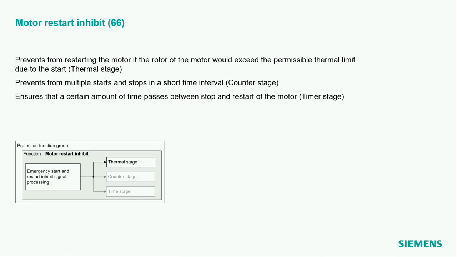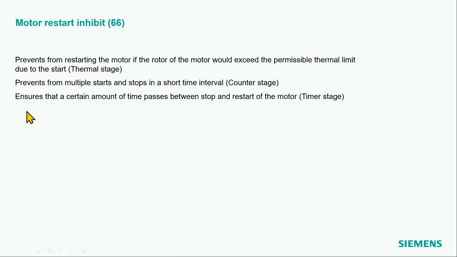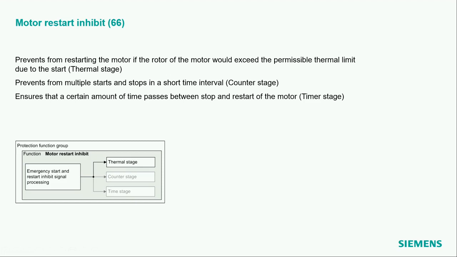Okay. And then we have a third stage here, the timer stage. This ensures that a certain amount of time passes between two starts of a motor. So I think that's not correct. Between stop and restart of the motor, between two starts of a motor. I have to correct that later. Okay, so this is the function as such. We see the thermal stage is always active. It comes per default if I add this function into my function scope. And the counter and timer stages are optional.